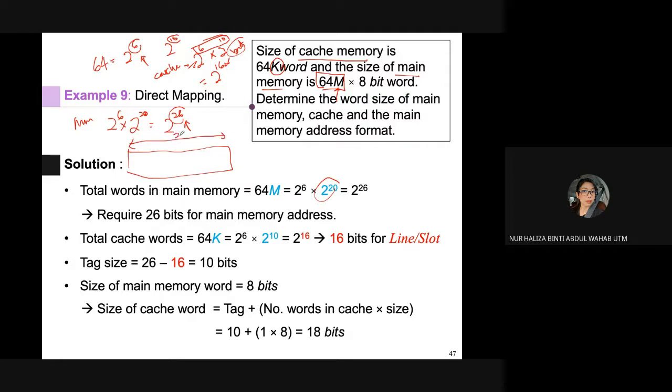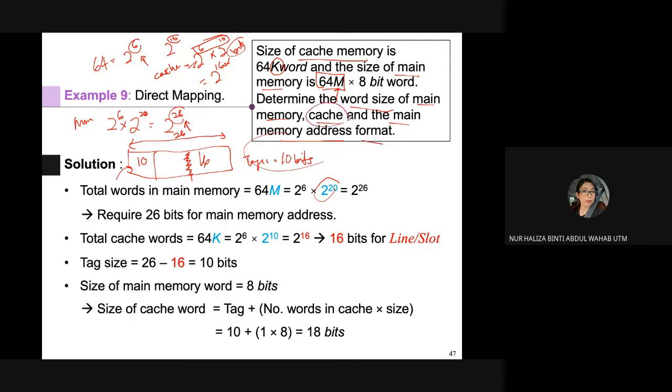Supposedly you're going to have 26, and your tag, for your tag over here, you don't know the tag size, and your line is 16. So the width of it, you're going to have 10. So your tag size equals 10 bits. Determine word size of your main memory. Okay, so this is your memory, done. Cache and the main memory address format.